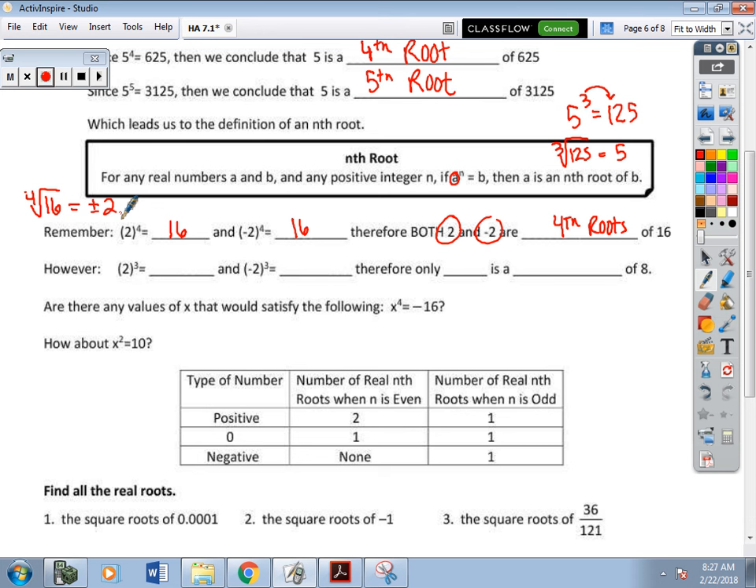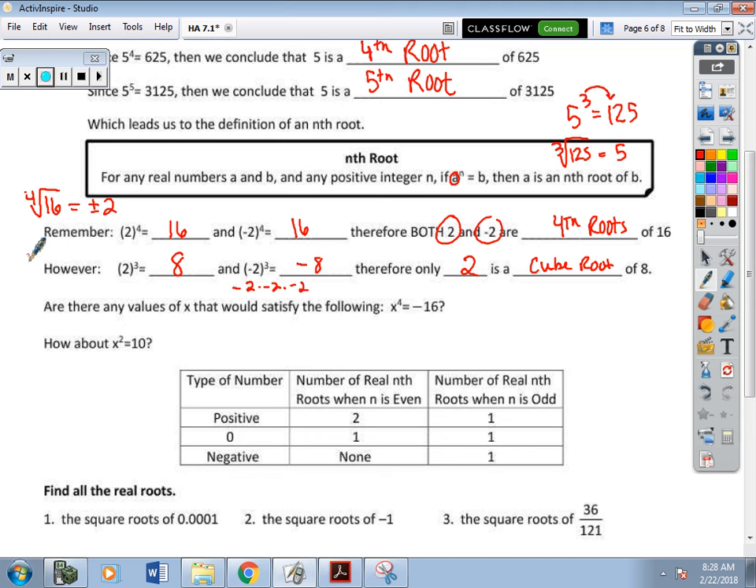Now, 2 to the third power, 2 times 2 times 2, is 8. Negative 2 to the third power would be negative 8. So if we take the cube root of 8, we're not going to have positive and negative with it. So only 2 is a cube root of 8. So you'll notice that when the root is even, you're going to have 2 answers, typically. When the root is odd, you're only going to have 1 answer, either a positive or a negative.